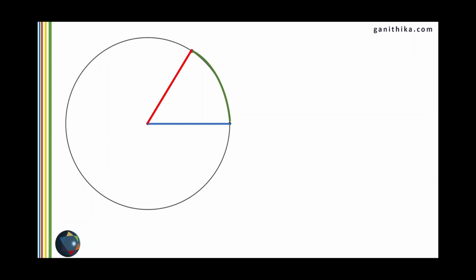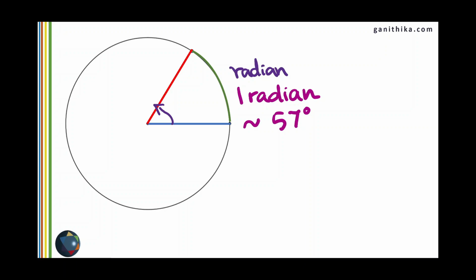I complete the part of the circle by drawing this radius. So in this figure, the blue line and the red line are radii, therefore they are equal. Since we have measured the green arc to be equal to the radius, all the three colored parts are equal to each other. The angle made by this part of the circle is called a radian. In fact, 1 radian is approximately equal to 57 degrees. So, radians and degrees are two of the units that are used to measure angles.